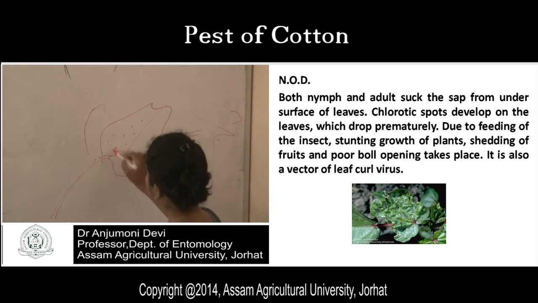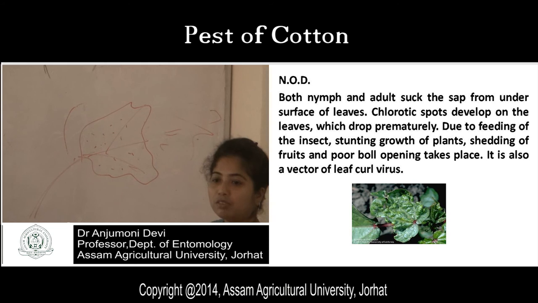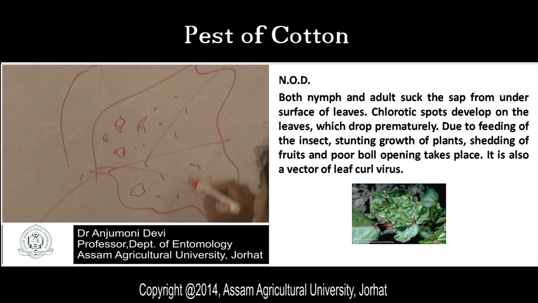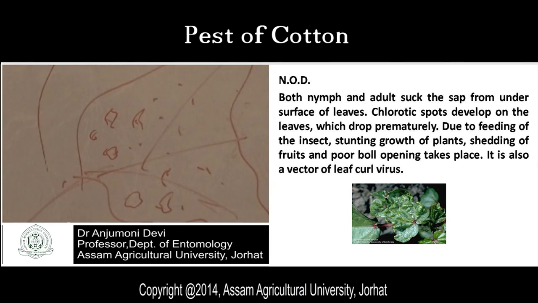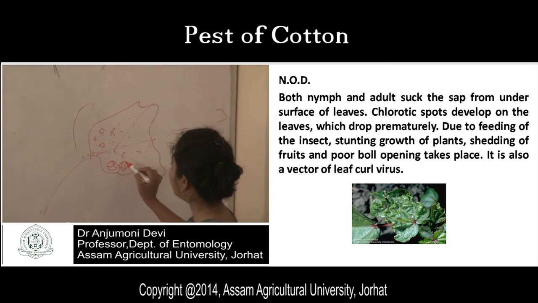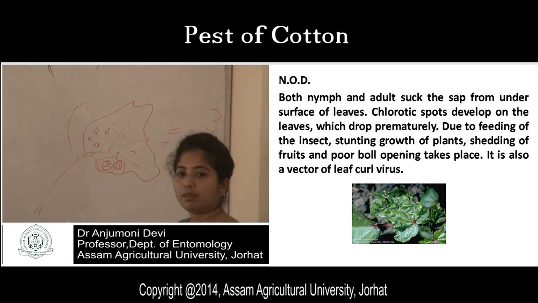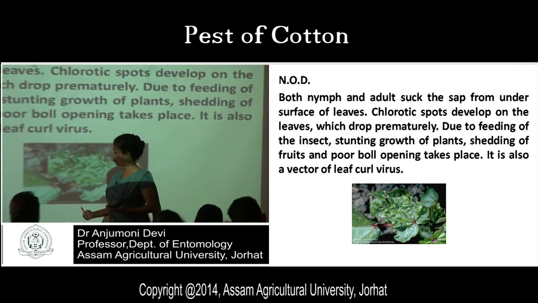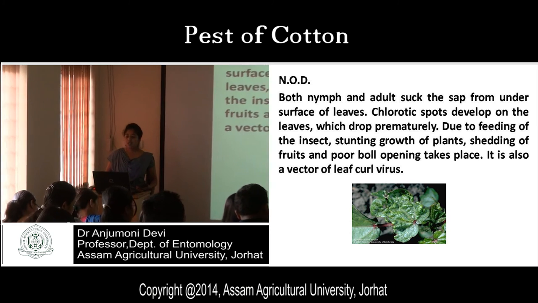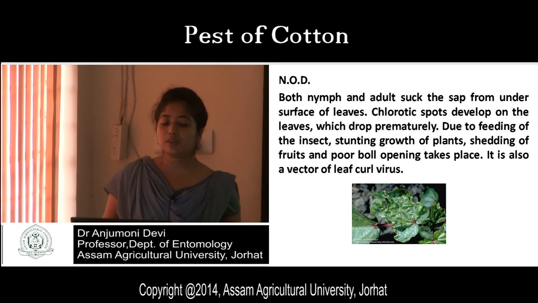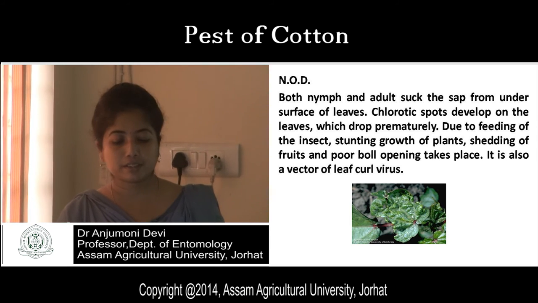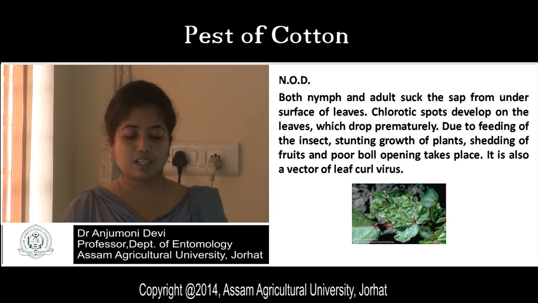The insect sucks the juices from the lower surface of leaves, and black chlorotic spots are developed due to infestation of this pest. Gradually these spots extend in size and chlorotic lesions are developed. Due to feeding of the insect, stunting of plants, shedding of fruits and poor boll opening take place. It is also a vector of leaf curl virus.